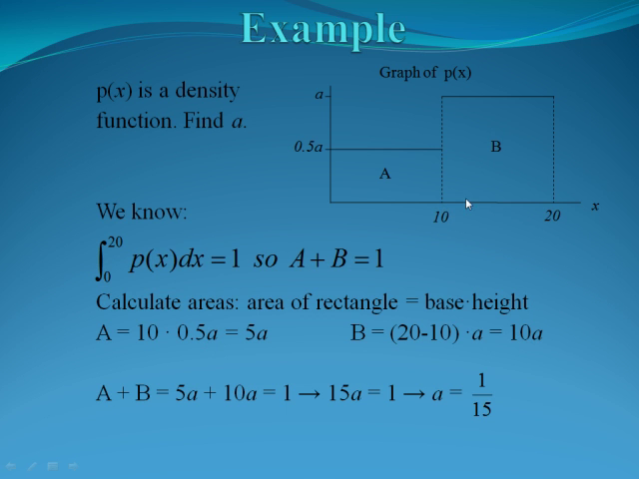Similarly, my area for B, again, my base is 10 units long because I'm going from 10 to 20, and then my height is going to be a. It goes up to a here. So I have 10 times a, which is 10a. Now I know if I add up all these pieces, A plus B, which is 5a plus 10a, that has to equal 1. So 5a plus 10a is 15a. If 15a equals 1, divide both sides by 15, and I get that my a has to be 1/15th. Because again, by a being 1/15th, that gives me that the total area under little p of x is 1, and that's what I need to solve this problem.